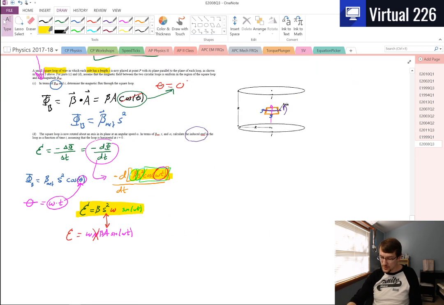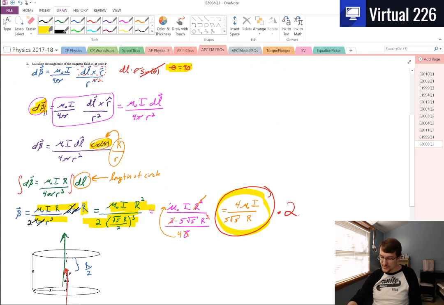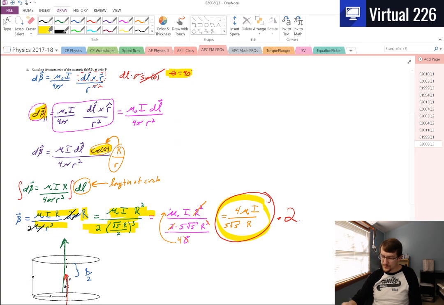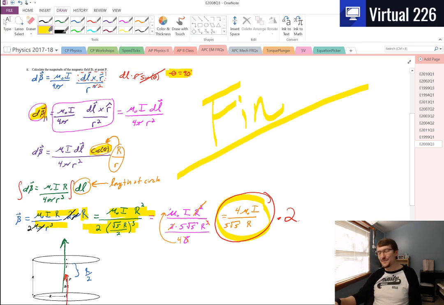The big part here was the Biot-Savart Law through the center. That was a lot of work. Okay. But with that, this problem, it wasn't that bad, and it is finished.